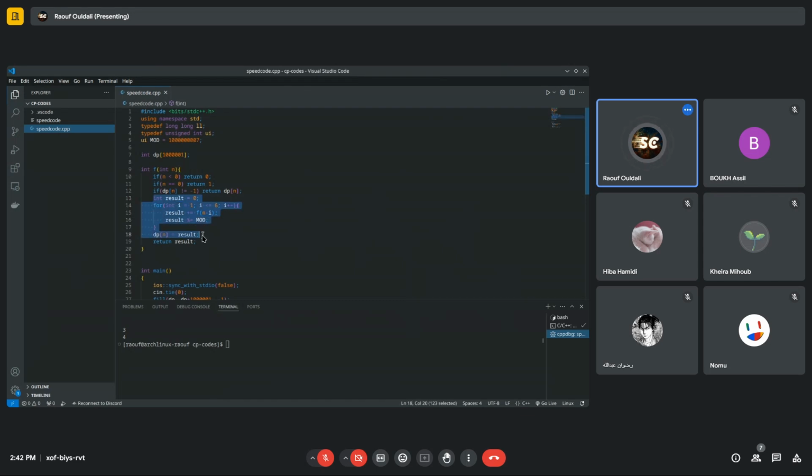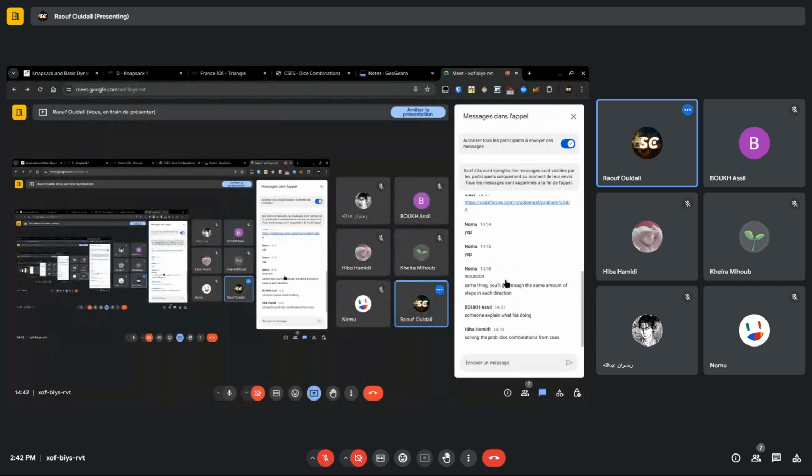Use it one time, then we store it in it. So the next time the function is called for the same n, we get it from the array. And this is the basic idea of dynamic programming. Is it clear? Okay. Let's move to the next problem.